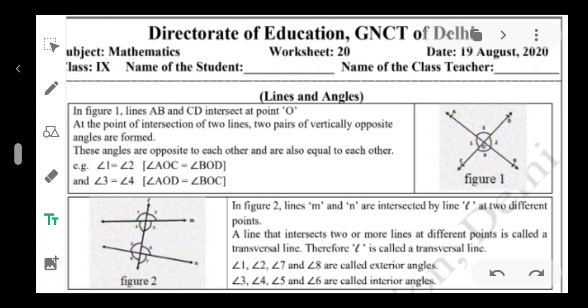In the figure, lines AB and CD intersect at point O. At the point of intersection of two lines, two pairs of vertically opposite angles are formed. These angles are opposite to each other and are also equal to each other. Okay, let's see this on another page in a larger way.